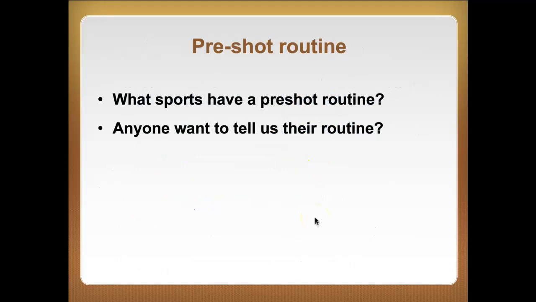All right, your next assignment is going to be about your pre-shot routine. Some sports have a pre-shot routine, like basketball, your free throw, or volleyball, your serve. Other people have pre-game routines, but we're going to focus on the shorter ones here. If you know your pre-shot routine, I want to hear what it is. It could be like your penalty shot too.